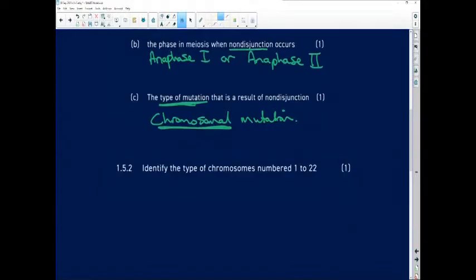Okay, now identify the type of chromosome numbered 1 to 2. Oh man, they're autosomes. And remember 23 is either XX, it's female, they are homologous, and they are your sex chromosomes or gonosomes, and in males, XY, sex chromosomes or gonosomes.